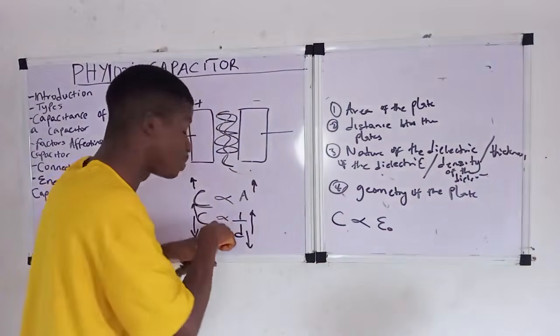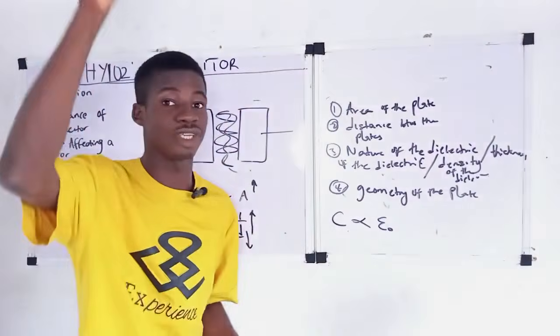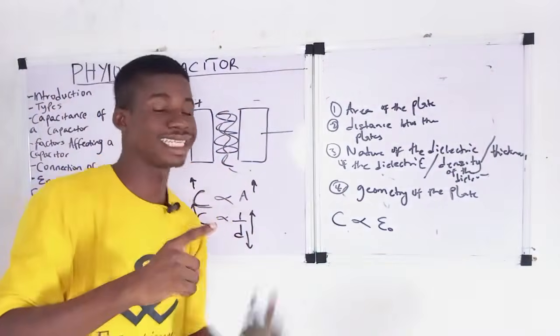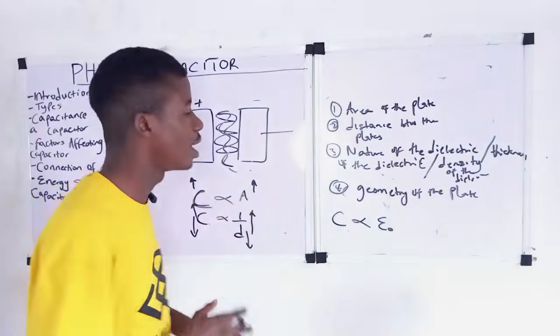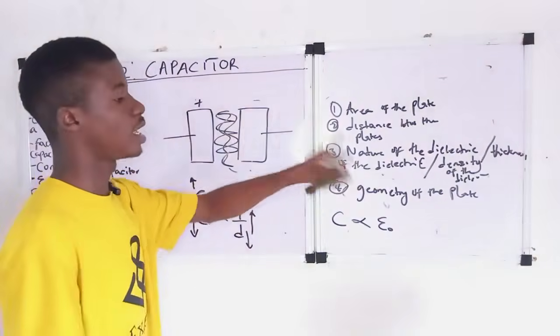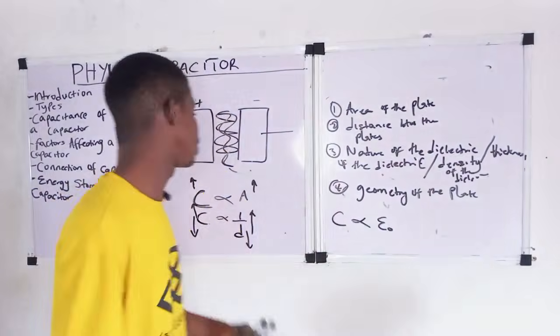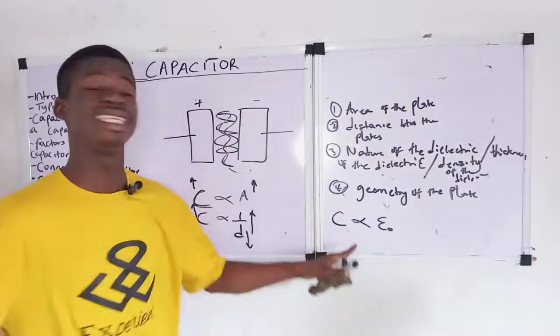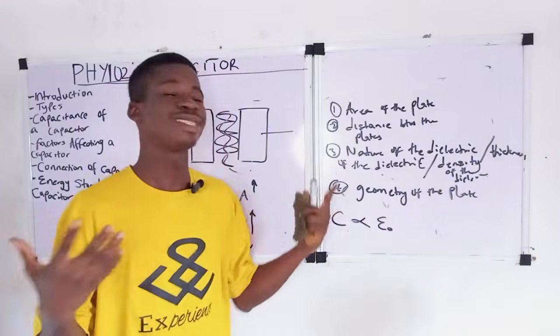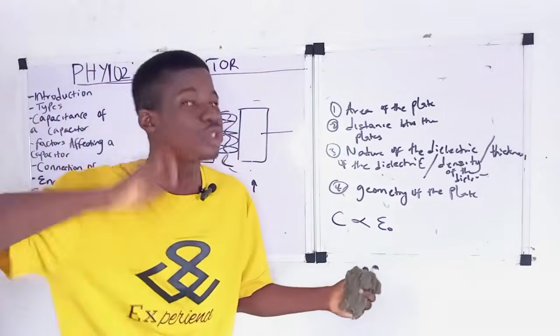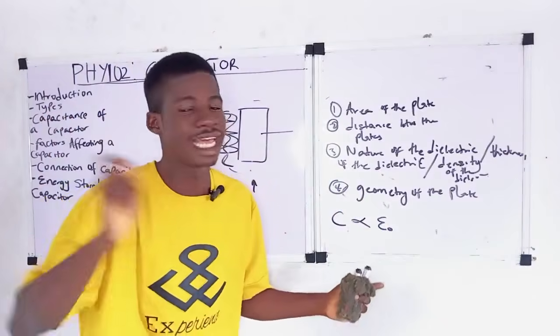Then for inversely proportional, it is opposite. If one is increasing, the other one will be decreasing. So it's opposite. Okay. So now, the nature of the dielectric or the thickness of the dielectric. The capacitance of the capacitor is directly proportional to the dielectric, to the nature, or you can say the density of the dielectric.